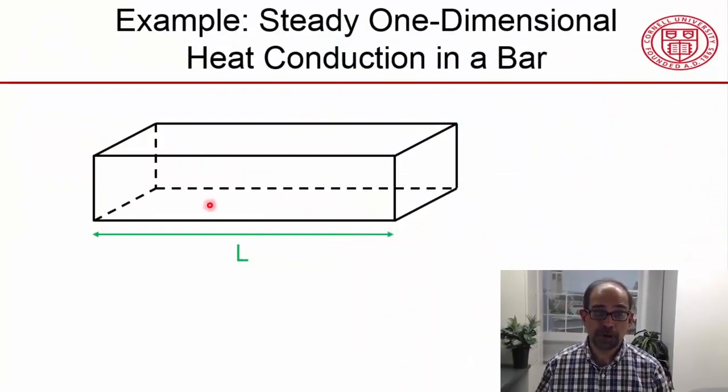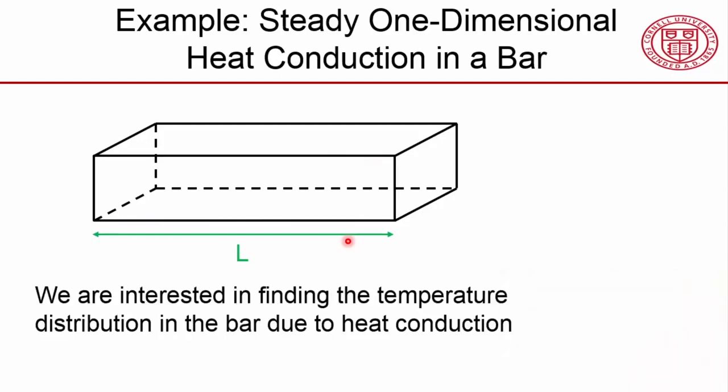Here's the simple problem that we'll consider. We have a bar of some given length, and we have heat conduction in the bar. We are interested in finding the temperature distribution in the bar due to heat conduction. We'll assume that the problem is steady, that is, the temperature at any point doesn't vary with time. We will also assume that the problem is one-dimensional, which means that the temperature for any cross-section is the same, and there's no variation of the temperature across the cross-section.